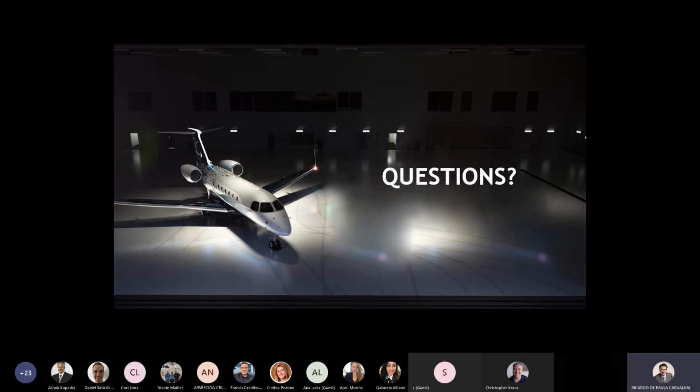And the fuel, but the fuel is a lot more. So the Legacy 500 had 13,000 pounds of fuel. The Praetor 600, 16,000 pounds of fuel. So it's a lot more. And because of all these extra weights, we had to put stronger engines on it as well.